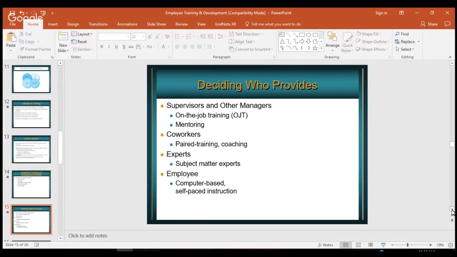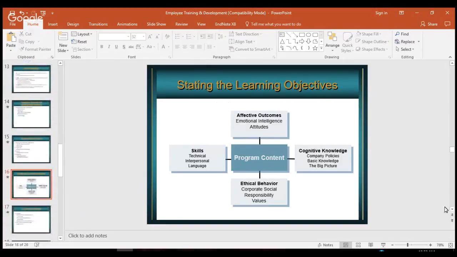So who participates? Again, that would be based on your organization, on your team, and we have to decide on who will, because not all training would be applicable for everyone to attend. Now, let's look at the learning objectives of training. And we can look at it from multiple angles. One is the effective outcome. For example, emotional intelligence or attitude. So that's one targeted outcome that we could seek.